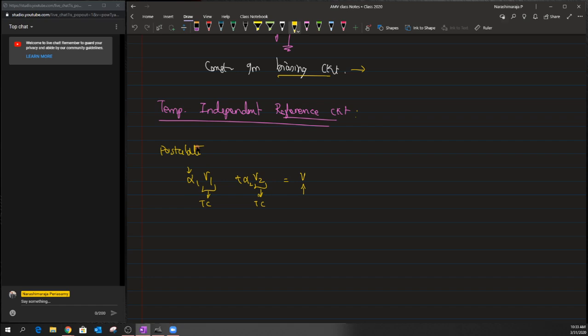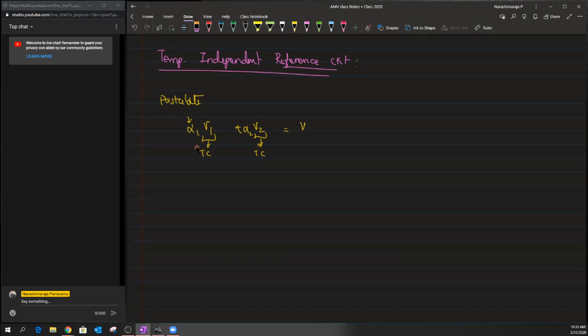Now you might have this question: what is this temperature coefficient, and what do I really mean by it? The answer to this question is pretty simple. It is nothing but when we take the variation of a quantity like a voltage with respect to temperature, it returns us the temperature coefficient.